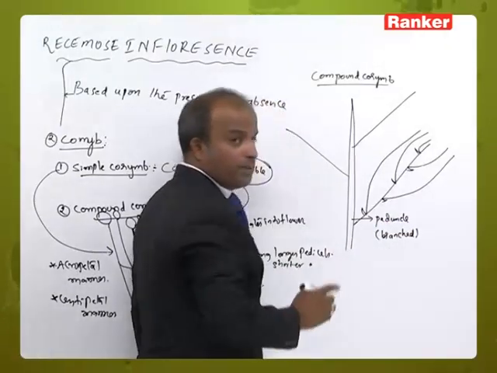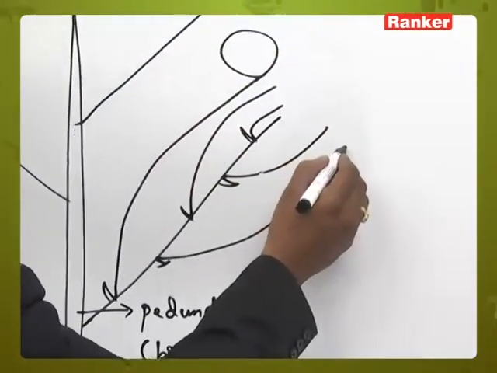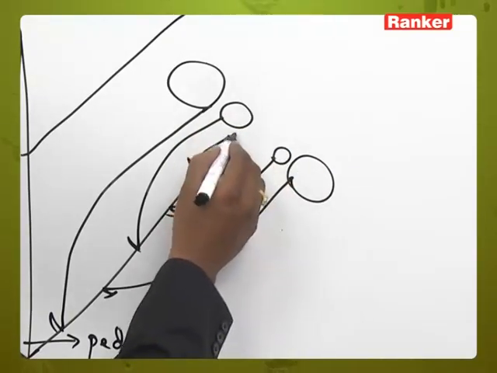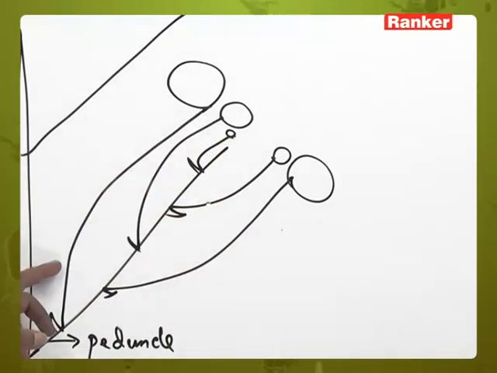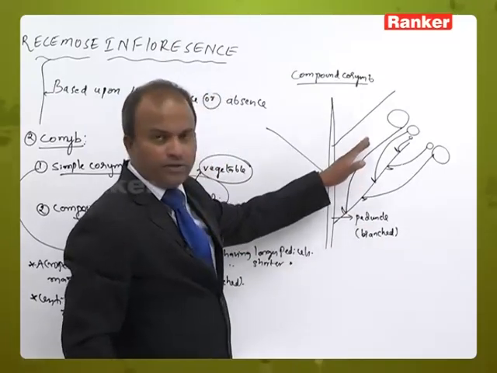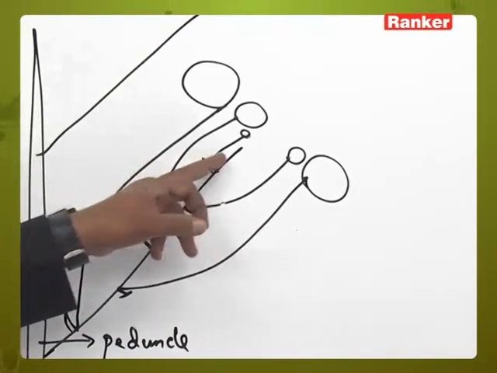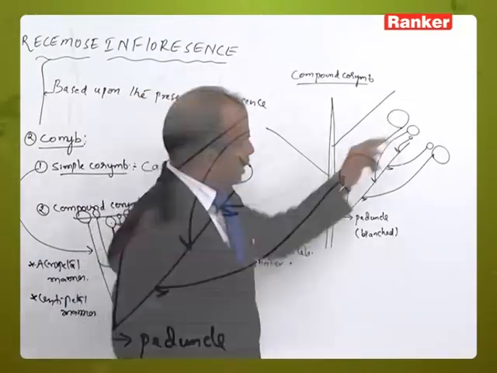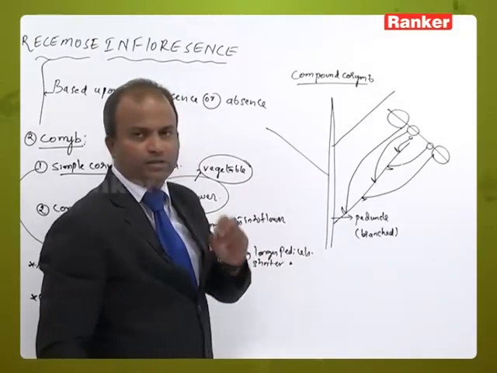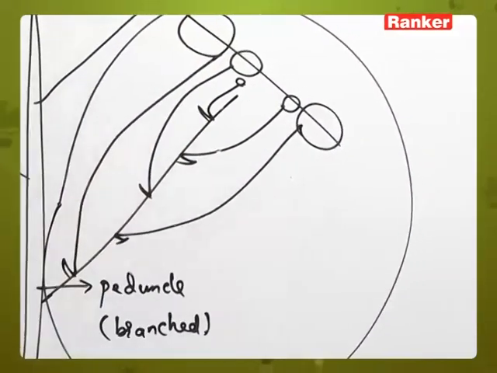in acropetal manner. That means older flowers are present towards the base and younger flowers are present towards the apex. Here the older flowers show longer pedicels and the younger flowers show shorter pedicels, due to which all the flowers are arranged at the same height.